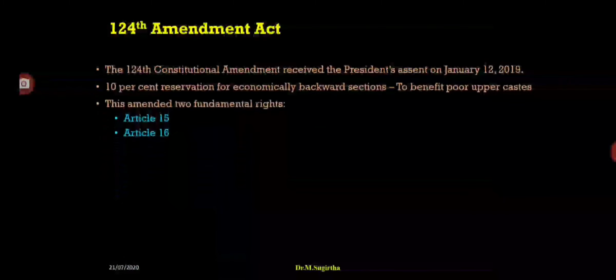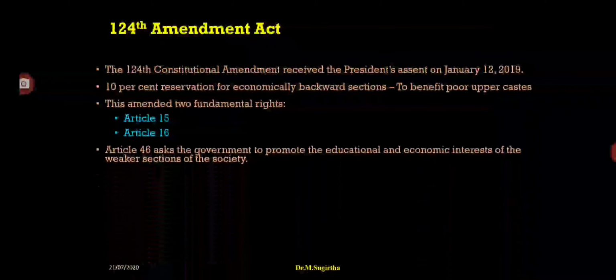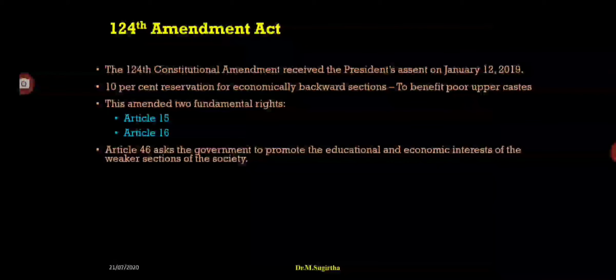This amendment amended two fundamental rights. Article 15, which prohibits discrimination on grounds of race, religion, caste, sex or place of birth. Then Article 16, which prohibits discrimination in employment in government office. This amendment provides for the advancement of the economically weaker sections of the society. It also makes a note of Article 46, which asks the government to promote the educational and economic interests of the weaker sections of the society.